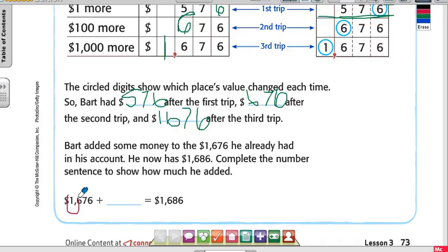So look here, thousands is the same. Hundreds is the same. In the tens place I have a 7, and in the tens place I have an 8. That's the only thing that's different. So how much money did he add? Just $10, because the number in the tens place is different. It went from 7 in the tens place to 8. That means he added 10 more.